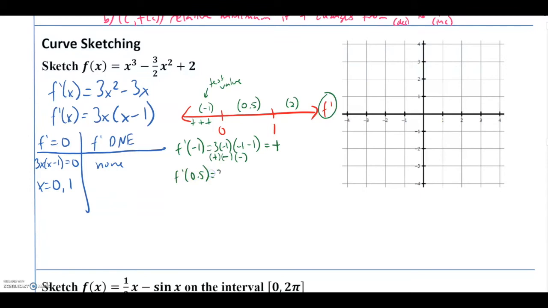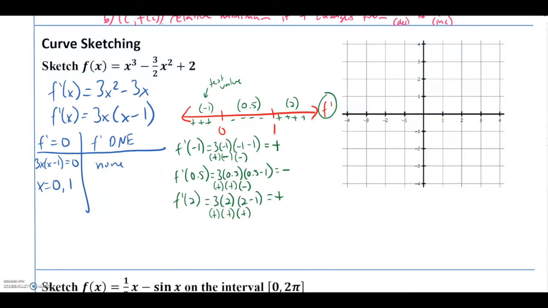F prime of 0.5. And again, I don't care about the value, because I know this is positive 3 times a positive 0.5, and 0.5 minus 1 will be negative. Overall, that will be a negative number. So using shortcuts like this just helps us be a little bit more efficient in our work. Focus on what the key information is, which is just the overall sign, not the numerical value. In this case, I'll have a positive 3 times a positive 2. 2 minus 1 will also be positive. We'll get positives here.